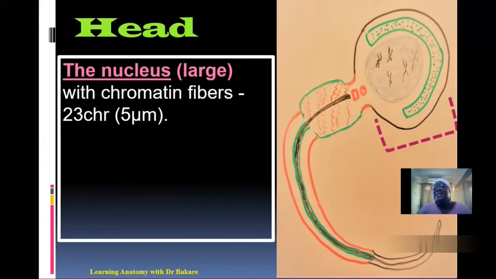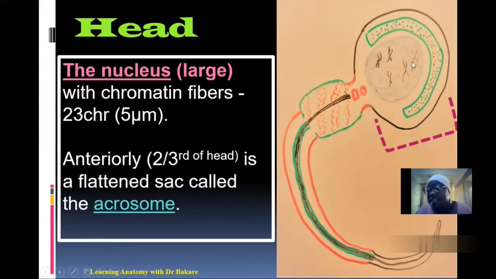So we said that the entire length of the mature sperm cell is about 60 microns. And out of the entire length of the sperm cell, we have 5 microns in length that is taken up by the head region, which means that the bulk of the length of the sperm cell is occupied by the middle piece and, of course, mostly by the tail region.